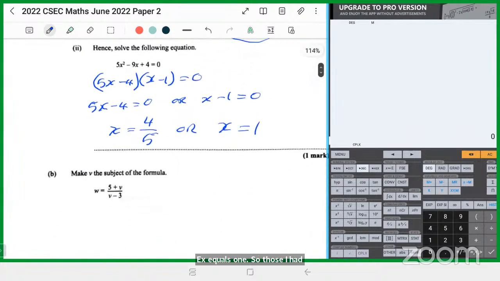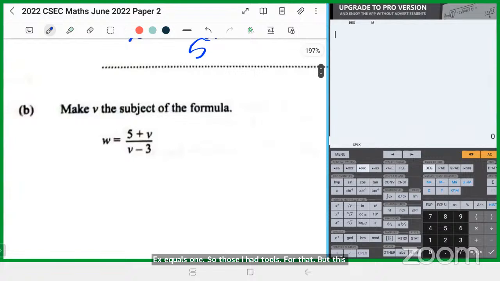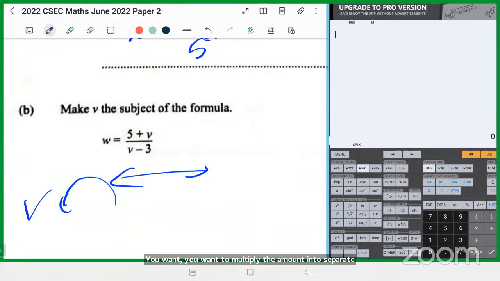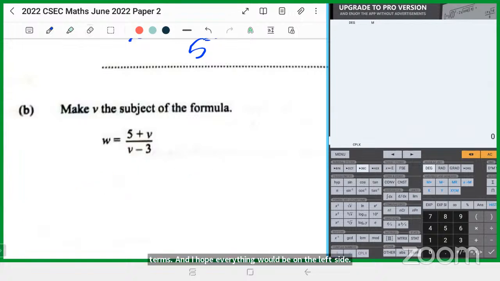But this one, it says make v the subject of the formula, this v. So to make v the subject, you don't want them to be dividing each other. You want to multiply them out into separate terms, and then group everything with v on the left side and everything else on the right side, and then factorize away the v. So we're going to multiply this denominator over here by this w first.